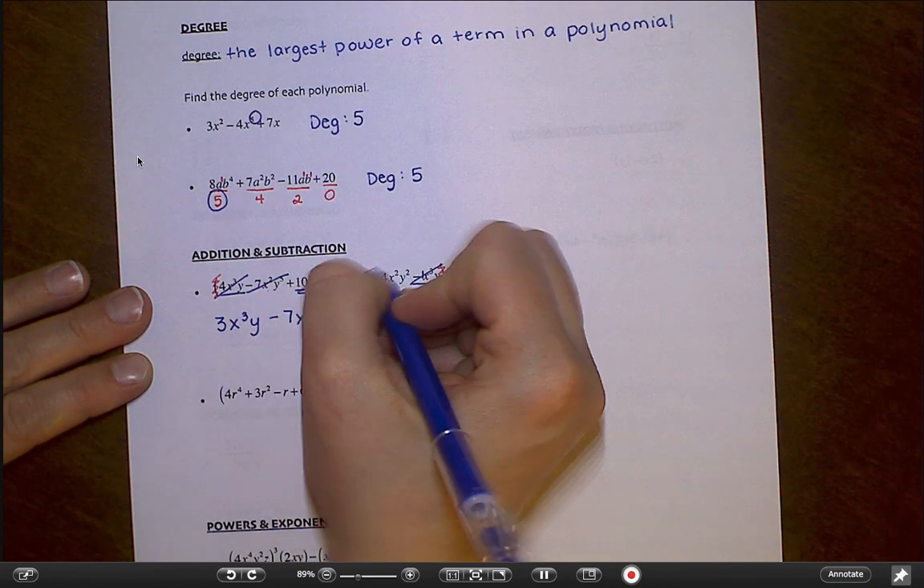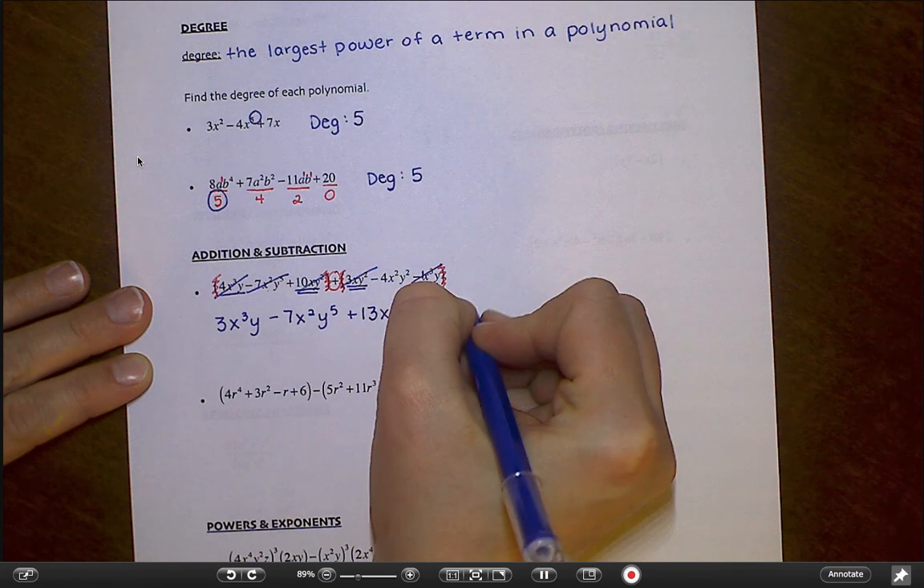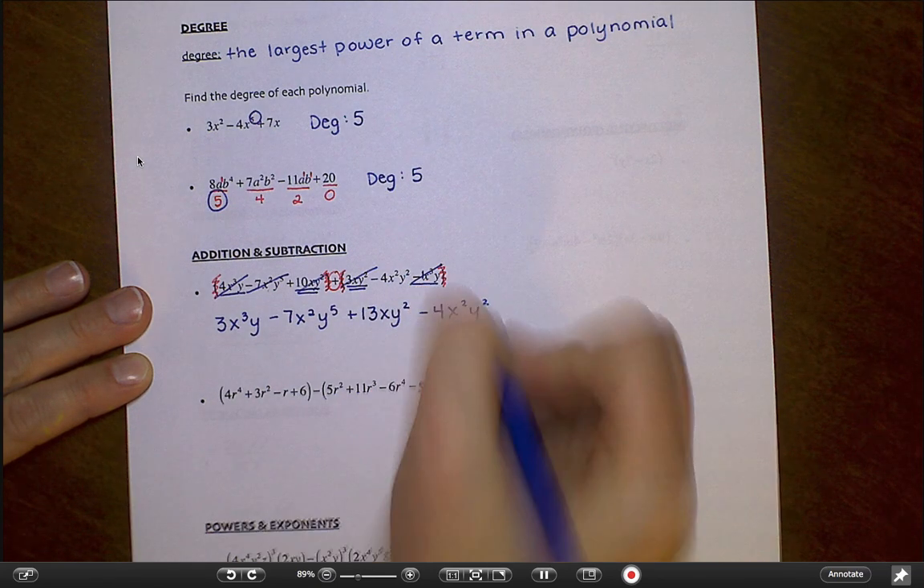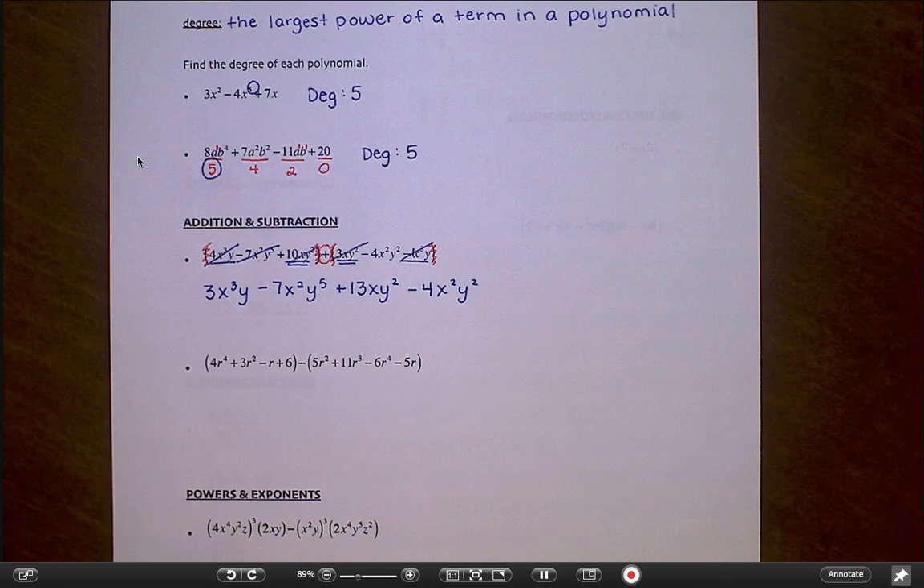And I use those ones, and then my last one here is this minus 4x squared y squared. So that's it for addition. Addition is really just combining like terms.